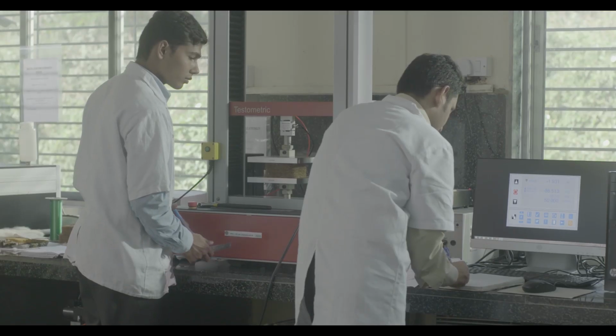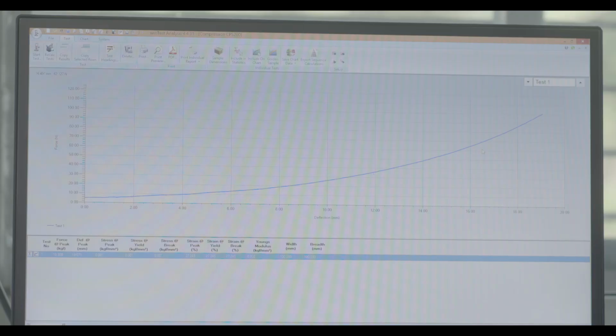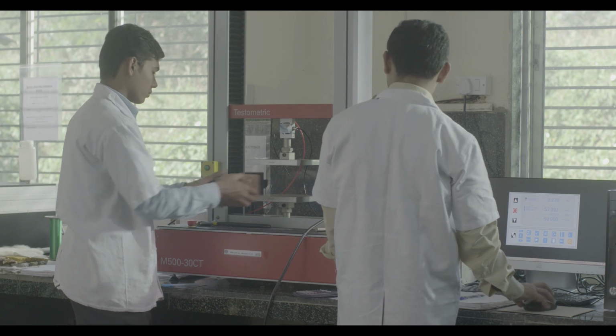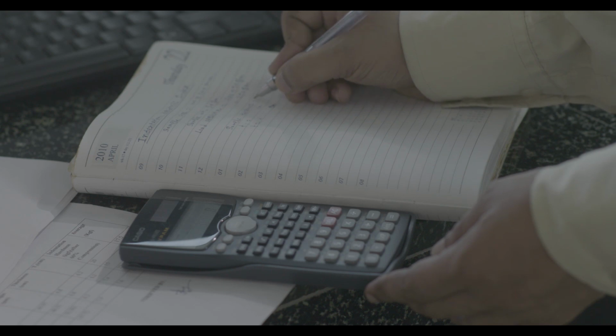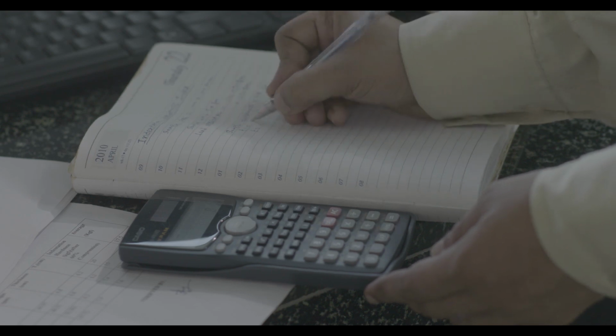On completion of the test, note down the readings and the graph from the software. Then move the upper movable compression plate to remove the tested specimen and repeat the above procedure for the remaining specimens.